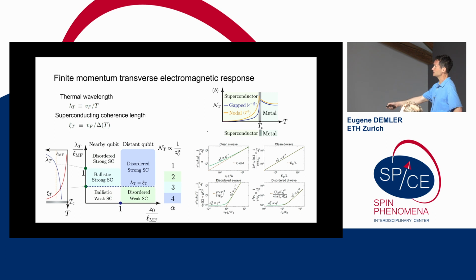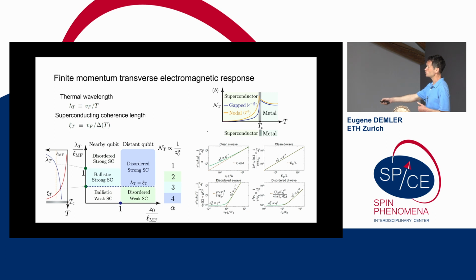As a test, one actually should do a much more thorough investigation, because there are more length scales in the problem. We now have three length scales, right? We have the distance to the NV center, we have the mean free path, and we also have the superconducting coherence length related to the gap.